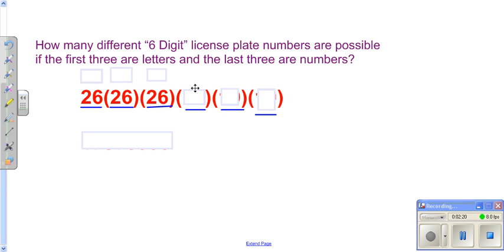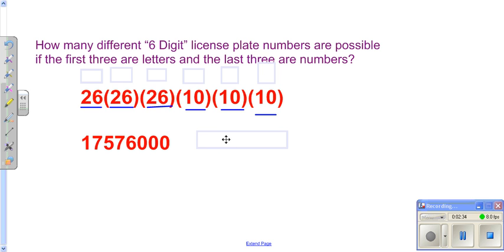But now we got to switch over to numbers. How many digits are there? Well, there's 10 digits again, 10 digits again for the next one, and 10 digits for your last number. Fundamental counting principle says multiply all these together, and we get this here.